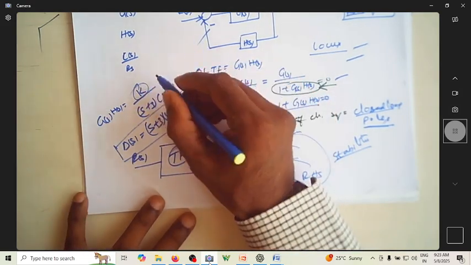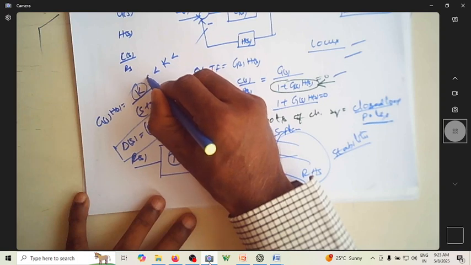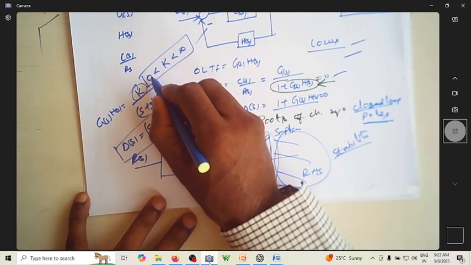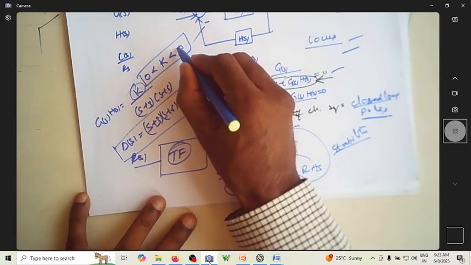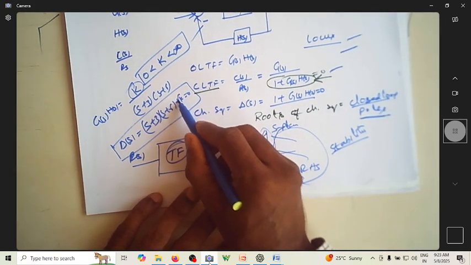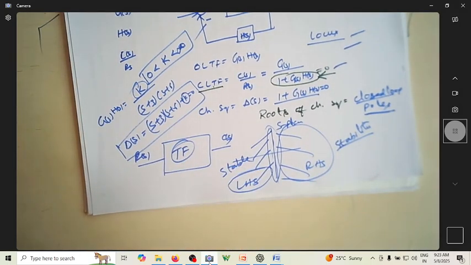So this is a gain parameter. The K value can vary from 0 to infinity. Thus it should be greater than 0 but less than infinity. So this is the range of K. Naturally, if the value of K changes, the closed loop pole position will change.